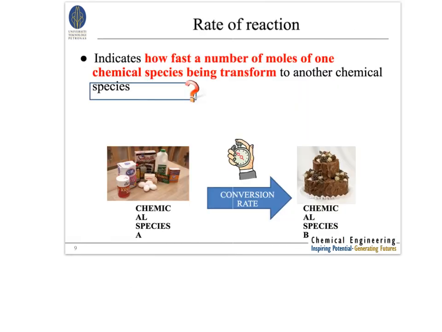So when we talk about chemical reaction, the most important term that you should understand is rate of reaction. Rate of reaction indicates how fast a number of moles of one chemical species is being transformed to another chemical species. So it is how fast species A loses its identity to a species B.